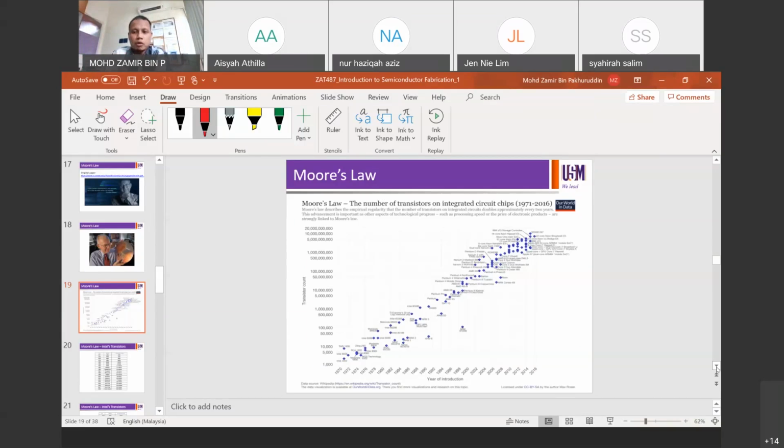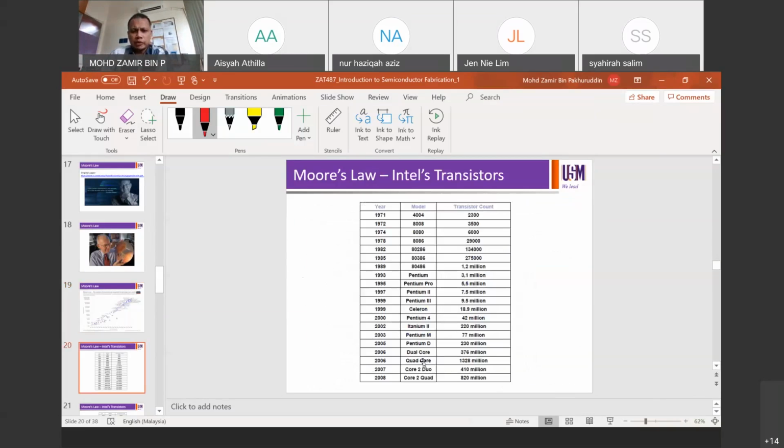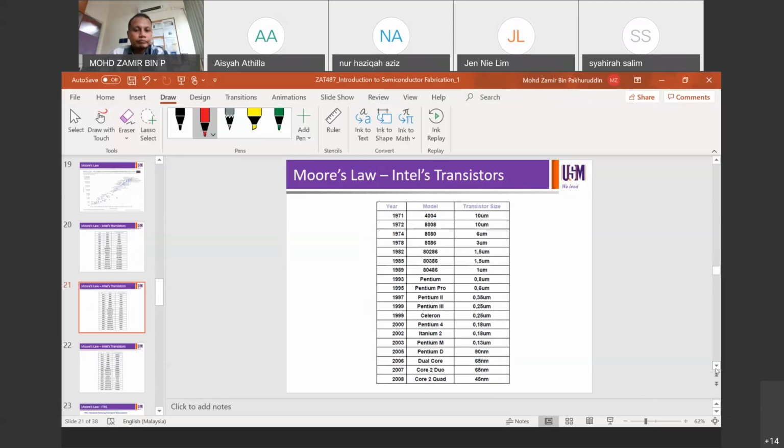So you can see the number of transistors increases tremendously over the course of 40-50 years. This is a simple summary up to 2008. Back in 1971 it was only 2,300 transistors, right? Now it's millions and in fact billions over the same area.